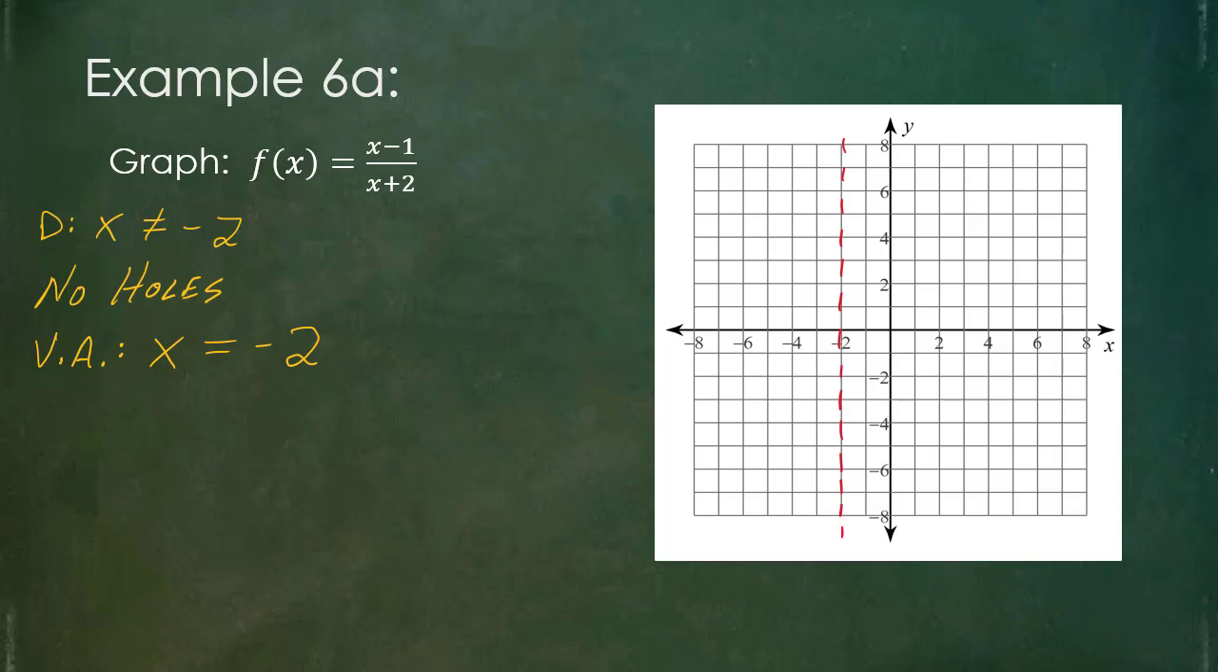So I may as well go ahead and get that vertical asymptote drawn on my grid. So notice I'm just drawing a vertical dotted line that goes through -2 on the x-axis to represent that x equals -2 vertical asymptote. At this point we can move on to our horizontal asymptote.